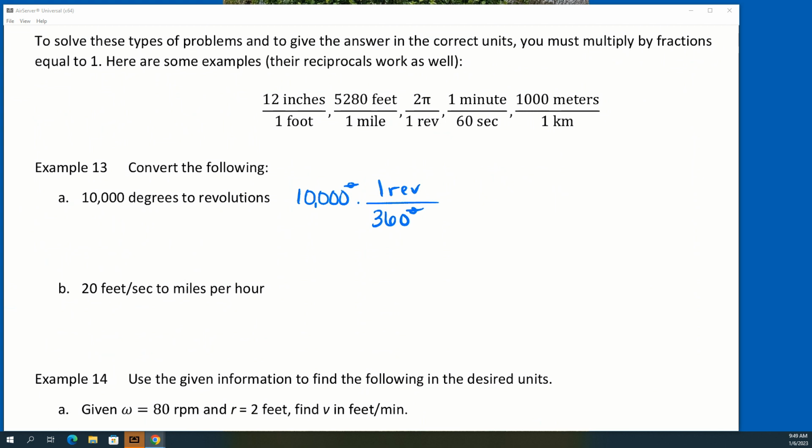All right. And what you would do with your little blue calculator is take 10,000 and divide it by 360. All right. And that's going to be 27.78 revolutions.